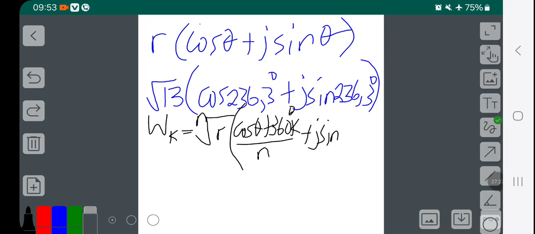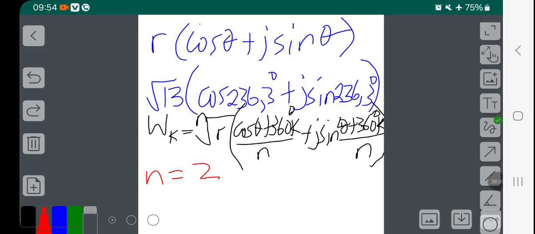over n) plus j sine (theta plus 360 degrees k), I'll put a bracket here, guys, please, all over n. As you can see, this is your formula, guys. And now we need to understand what is your n first. So since we are looking for a square root, our n here is 2. Yeah, we are done.